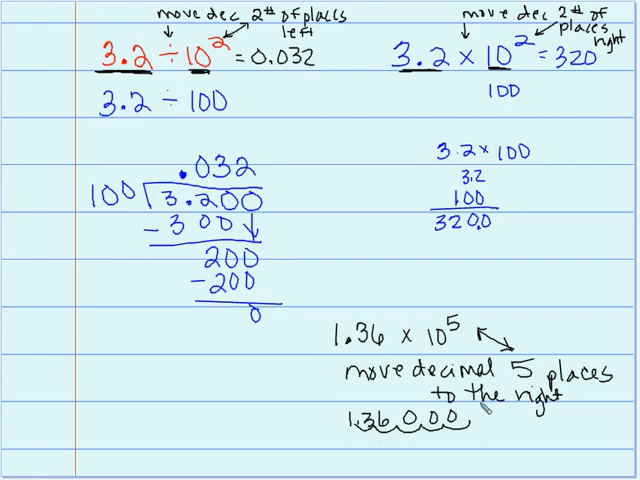Now don't write your answer like that. Rewrite it for me. Put the commas in the right spot. 136,000. So multiplying by powers of 10 or dividing by powers of 10 are really simple as long as you know the process. If you need to work it out, feel free to work it out. Okay? Otherwise, ask me or let me know if you have any questions.